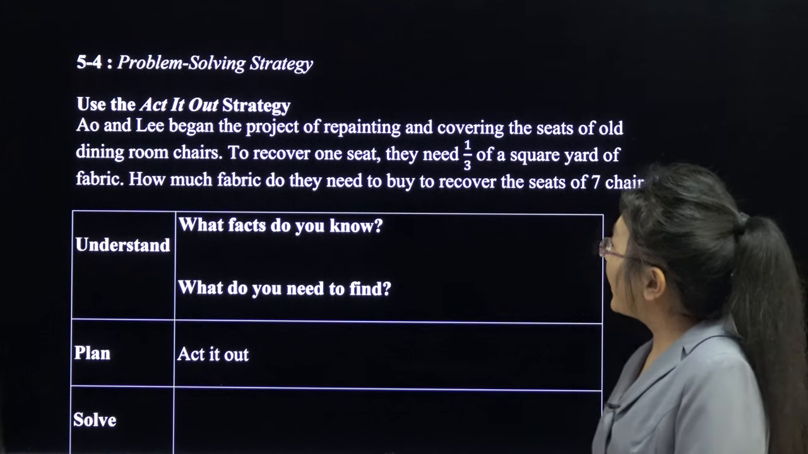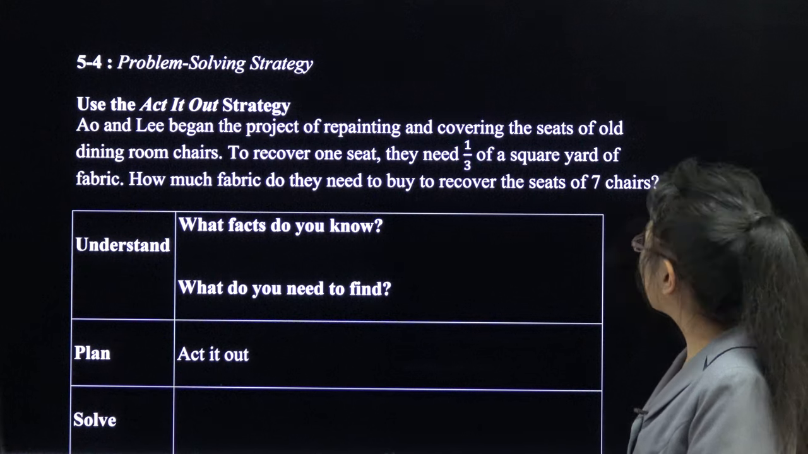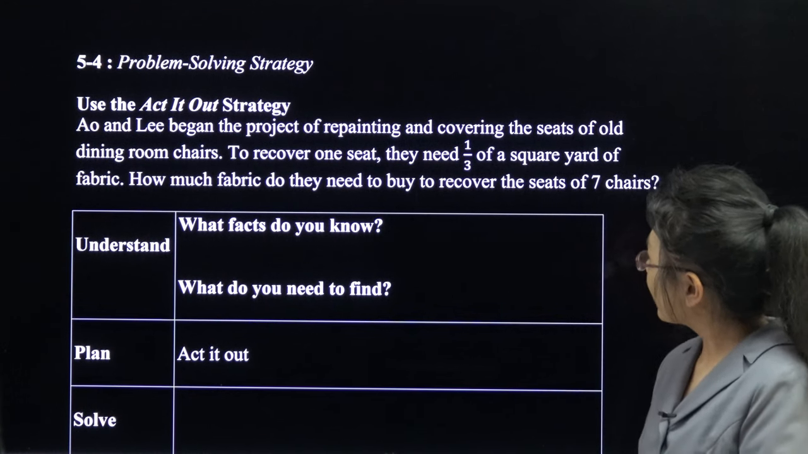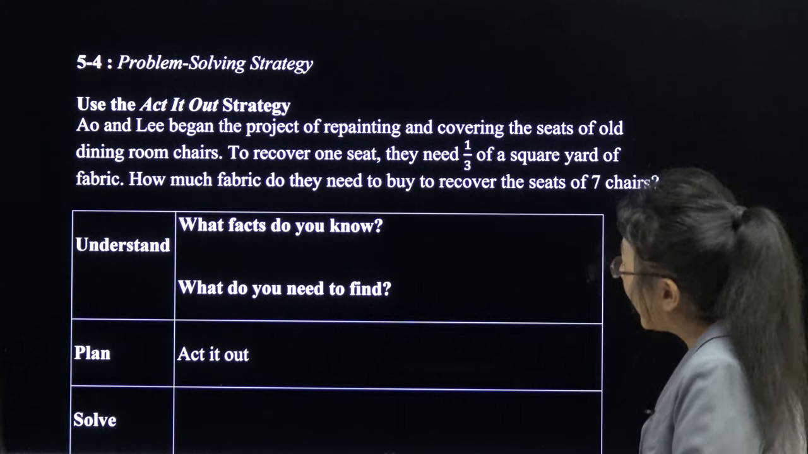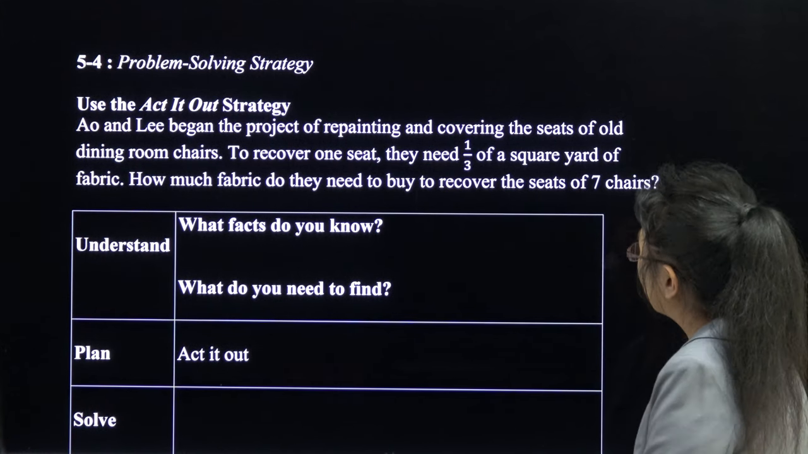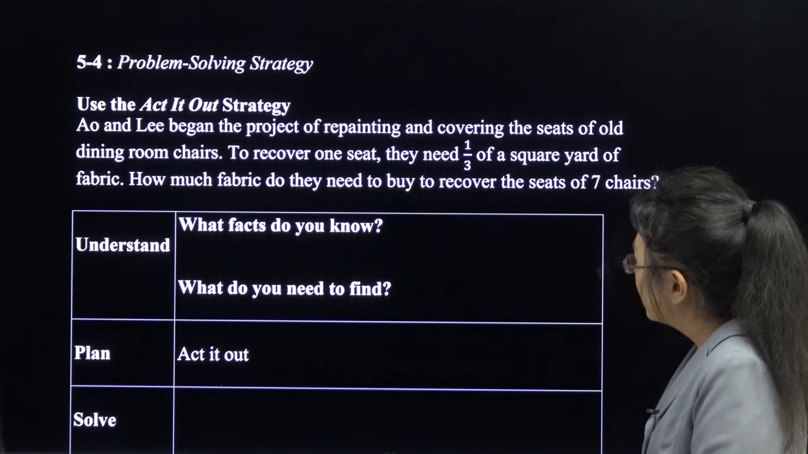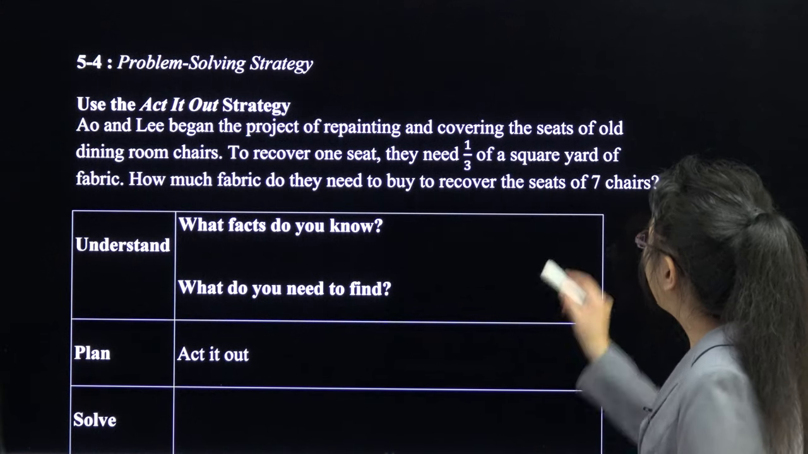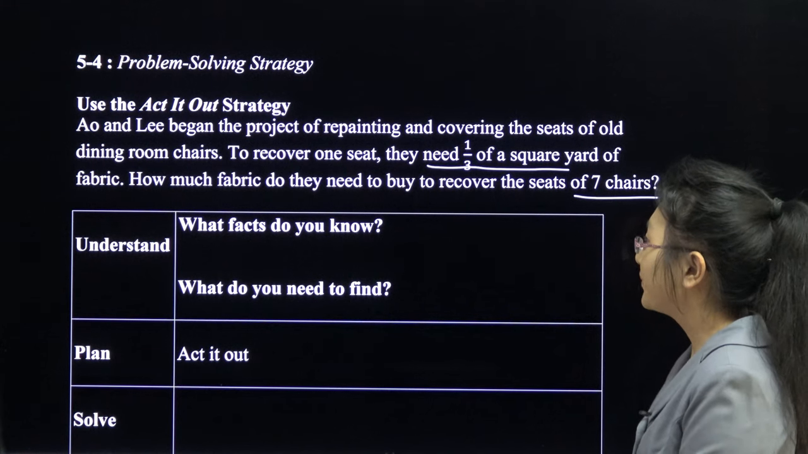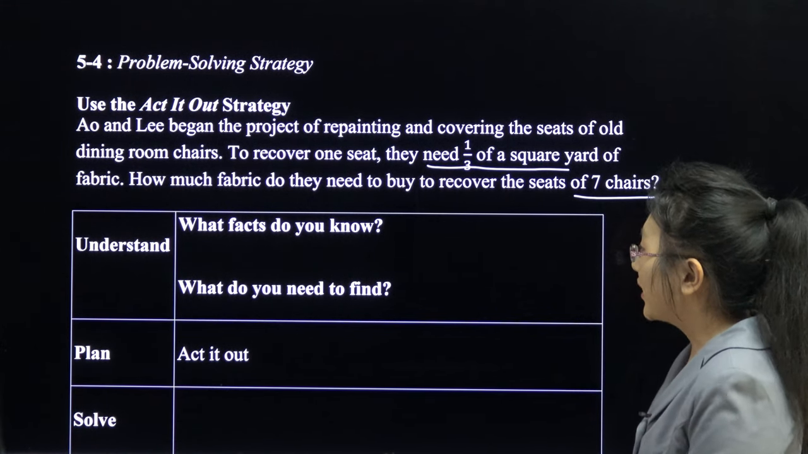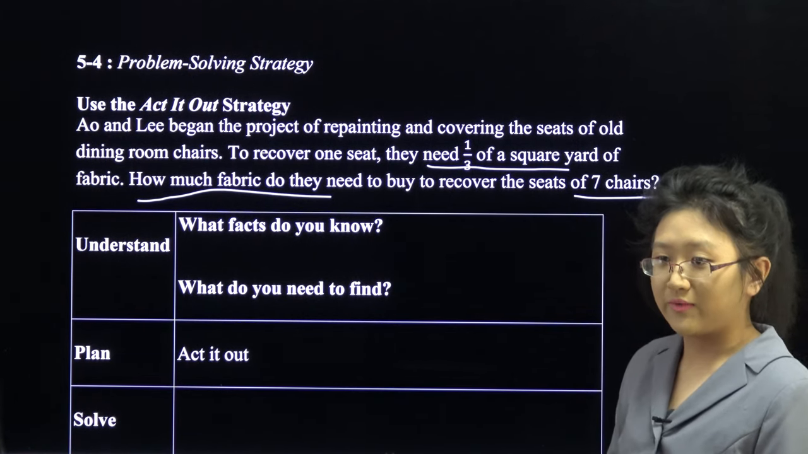Owl and Lee began the project of repainting and covering the seats of old dining room chairs. To recover one seat, they need a third of a square yard of fabric. How much fabric do they need to buy to recover the seats of 7 chairs? What facts do we know? We know how many chairs there are, and we know how much is needed to repair each chair. That's really all we need, because what we need to find is how much fabric they need to buy to recover all these chairs.